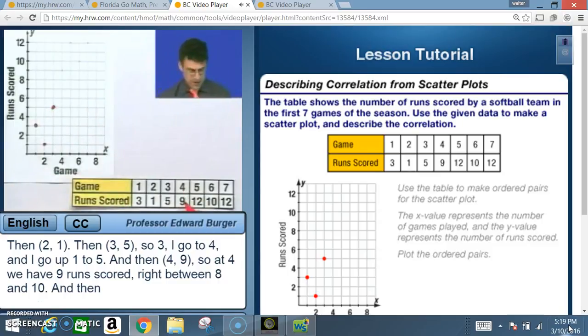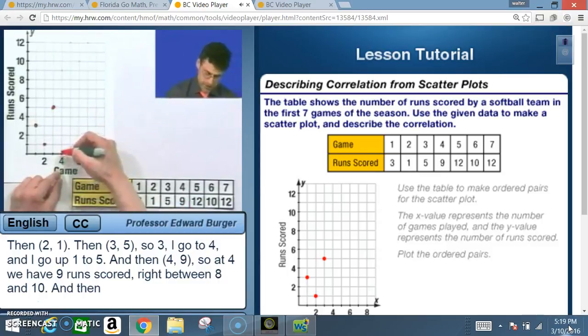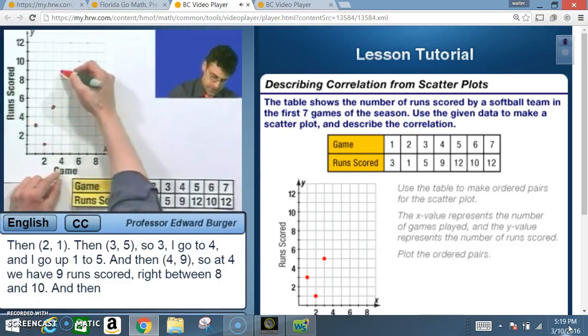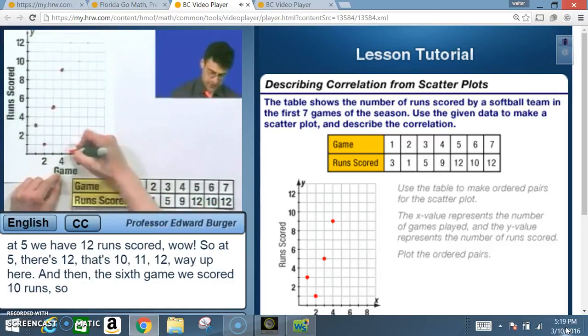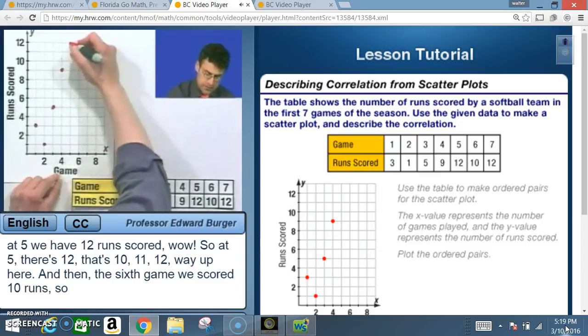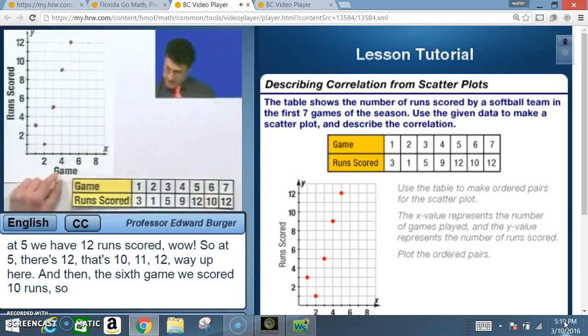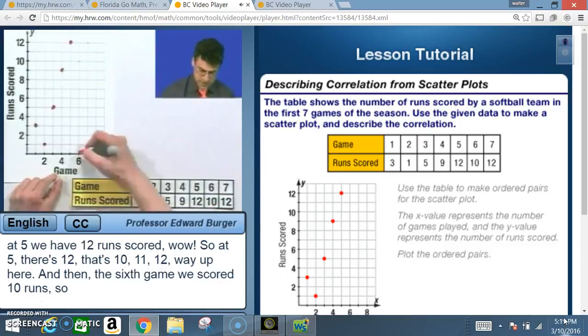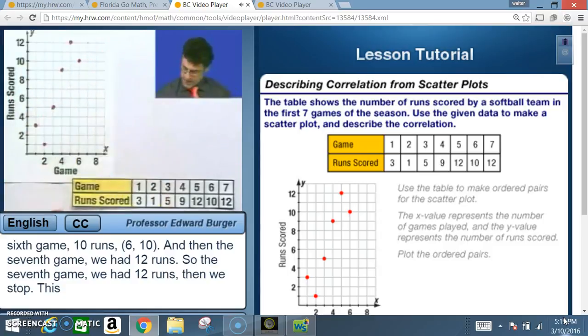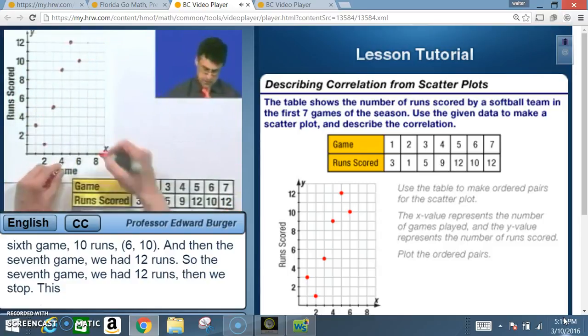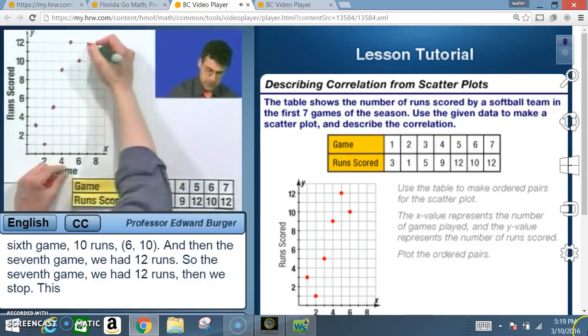And then 4 comma 9. So at 4, we have 9 runs scored. That's right between 8 and 10. And then at 5, we have 12 runs scored. Wow, so at 5, there's all the way 12. That's 10, 11, 12, way up here. And then at the 6th game, we scored 10 runs. And then the 7th game, we had 12 runs, and we stop.